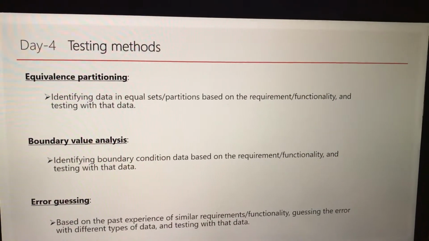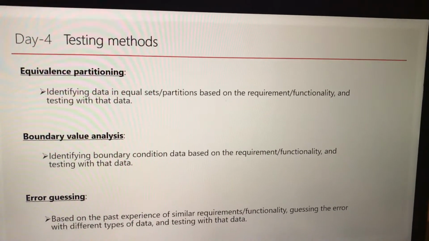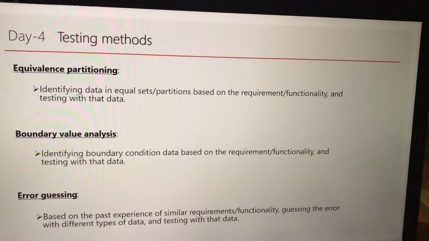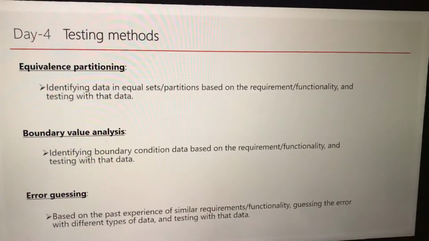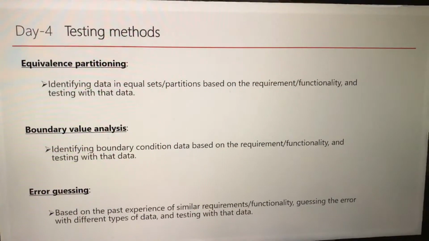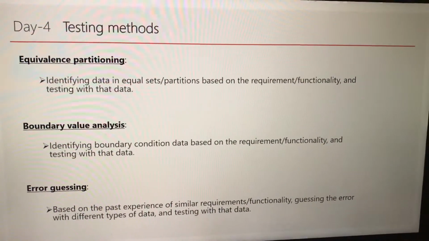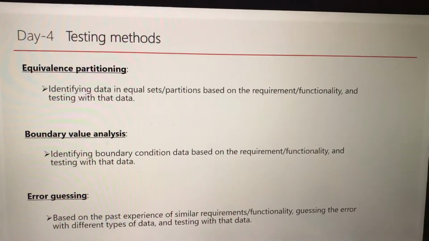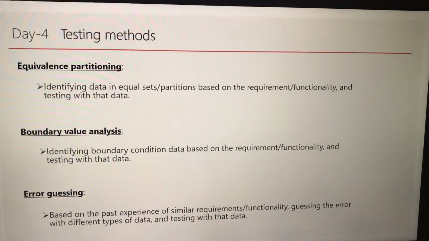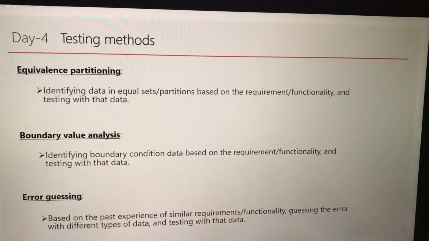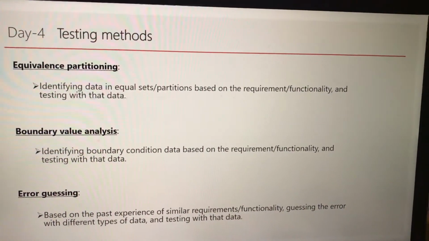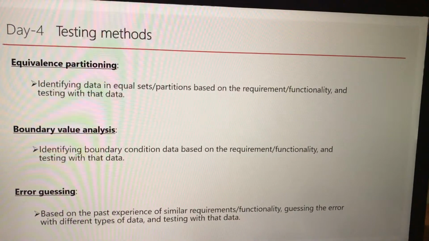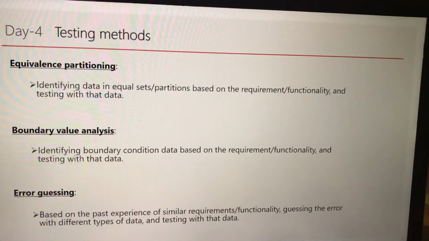In general, we have three types of testing methods. One is equivalence partitioning, the second one is boundary value analysis, and the third one is error guessing. Equivalence partitioning. So what is equivalence partitioning? Equivalence partitioning is a testing technique where we partition or identify equal sets or equal partitions of the data based on the requirement or the functionality and test the same with the data which is identified.